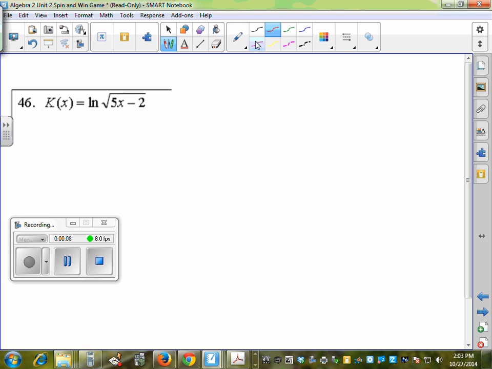Question 46. We need to find the derivative of a natural logarithm of a square root. So that looks like the shell is going to be the natural logarithm, and then the chocolate is going to be (5x - 2) to the one-half. The peanut is going to be the 5x.